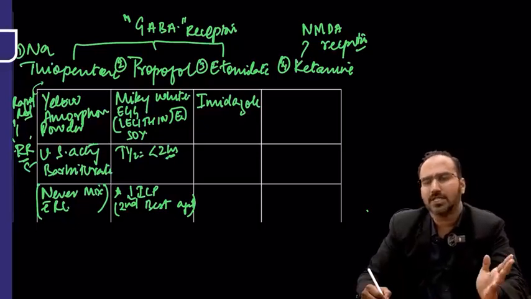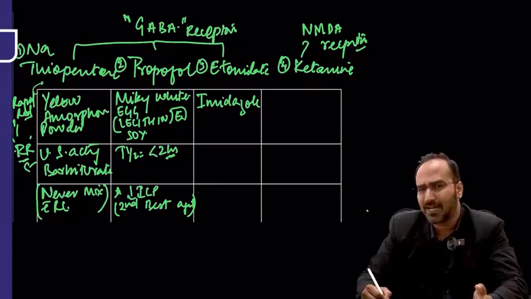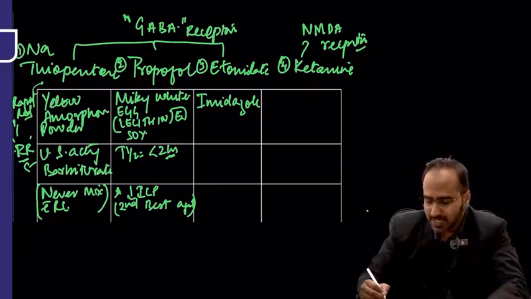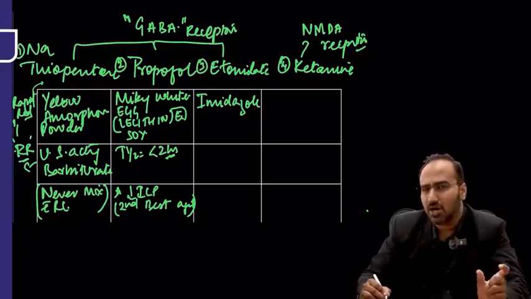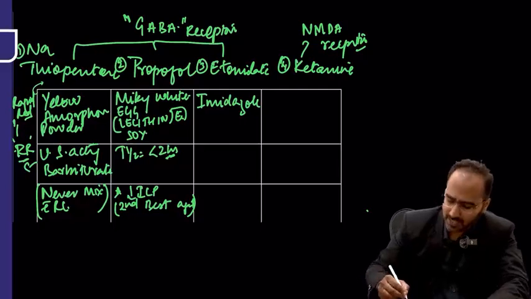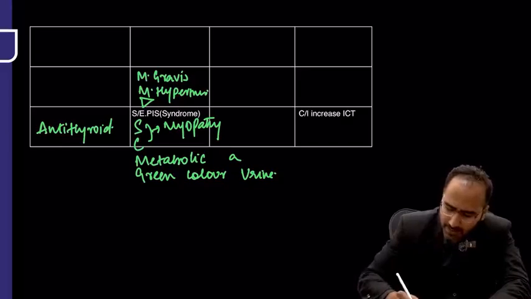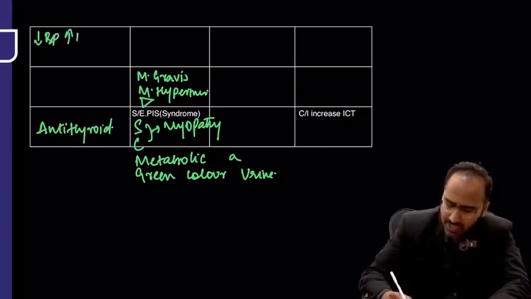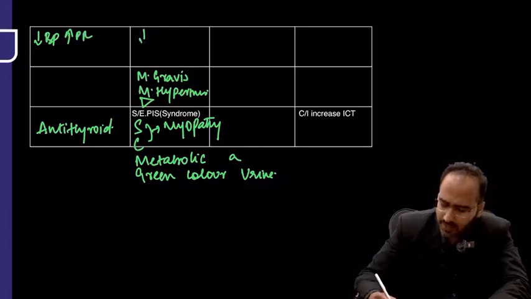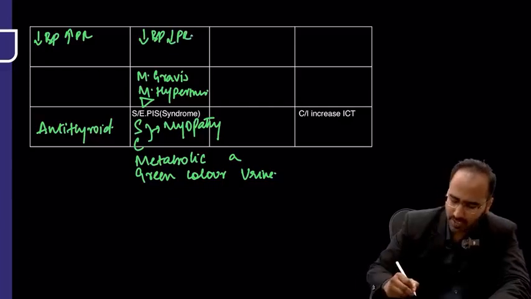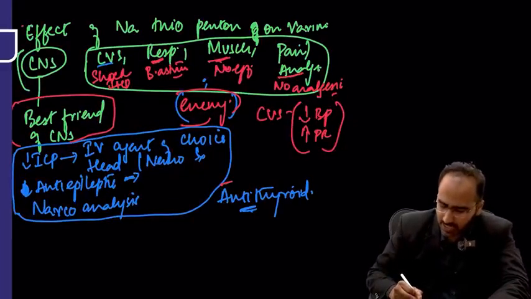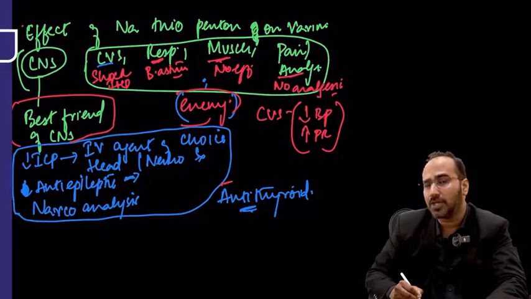Rest all the effects on CVS and respiratory are the same. Just remember a small differentiating feature between propofol and thiopentone: thiopentone was causing hypotension and tachycardia, while propofol will cause hypotension and bradycardia. Hypotension and bradycardia, right?